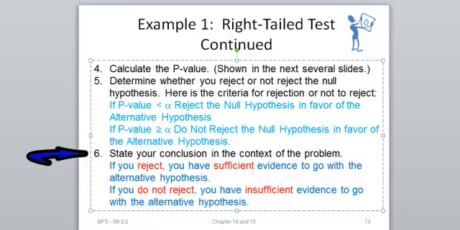If you reject, you have sufficient evidence to go with the alternative. If you do not reject the null hypothesis, then you have insufficient evidence to go with the alternative hypothesis. We never accept the null hypothesis. We just say we don't have enough information or enough evidence to reject it.